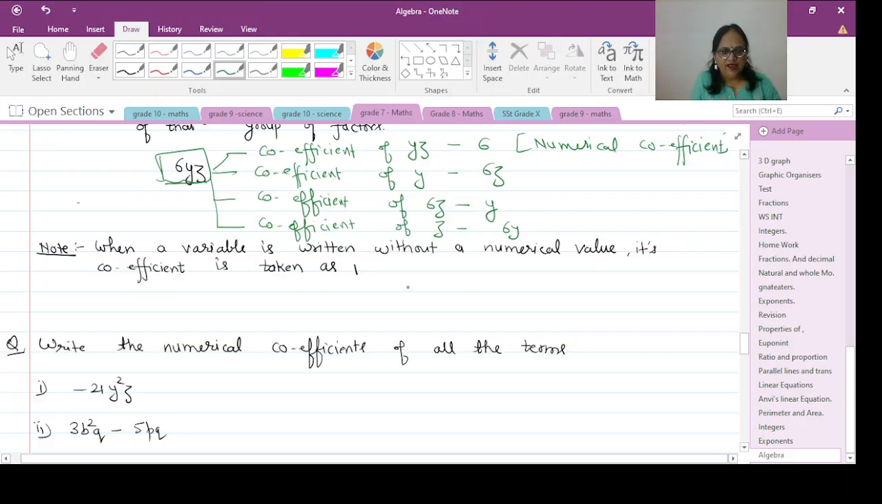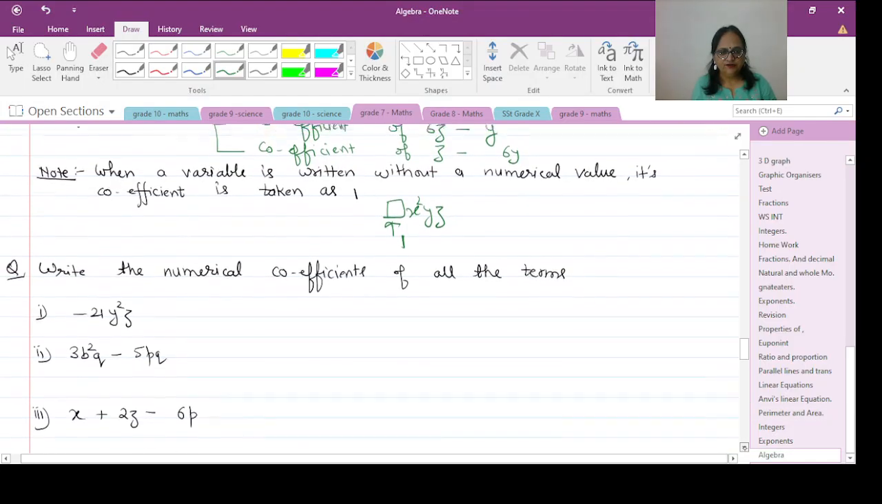Fine. When a variable is written without a numerical value, its coefficient is taken as 1. For example, I write x square y z. No number is there, so I will always consider 1. So what is the numerical coefficient? 1. If any term is not having any number with it, so we will consider 1. Fine.